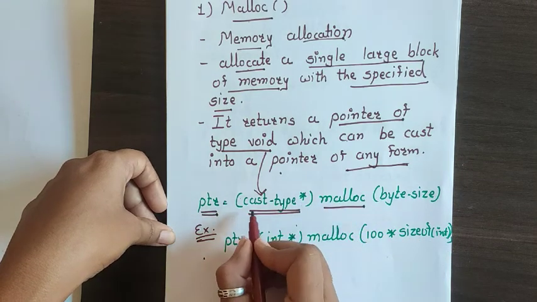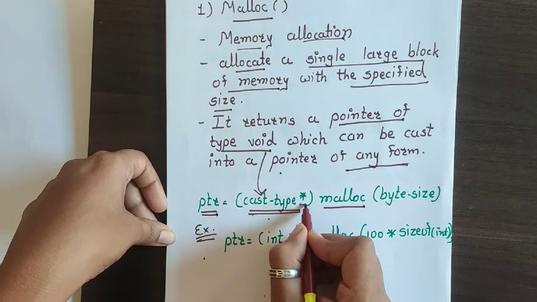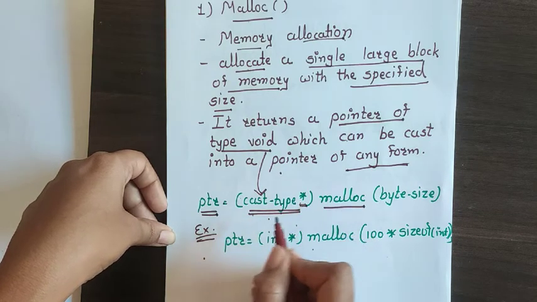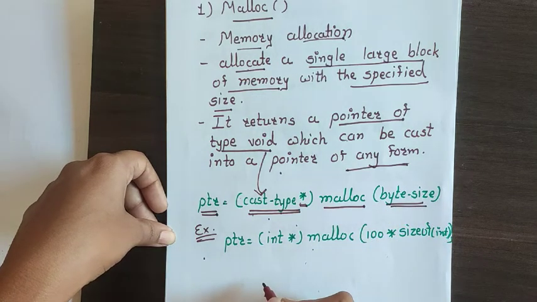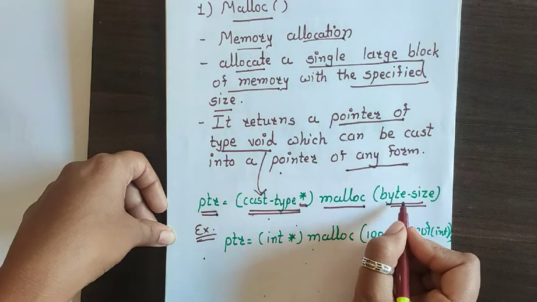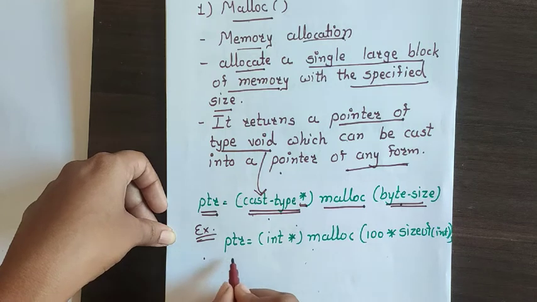Before that malloc I need to typecast it, right? So cast type and a star. The star is compulsory. And here I need to write the byte size, the size of the memory which I need, that I have to mention over here. So we'll take one example.